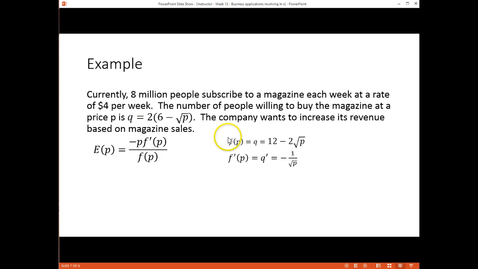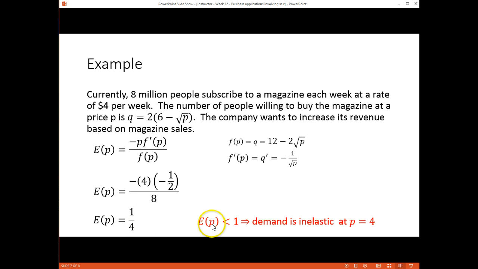Now we need to plug in, and we remember that the price that we're evaluating this at is $4 per week. So when I plug in for P, this is going to be 4. F prime of P is negative 1 over the square root of 4, which is negative 1/2. And we already knew what F of P was: it was the 8 million. So 8. Negative 4 times negative 1/2 is 2, and 2 over 8 is 1/4. I didn't intentionally write this to where both answers were 1/4. It just worked out that way. So now we need to interpret it, and again, this is inelastic at P equals 4.